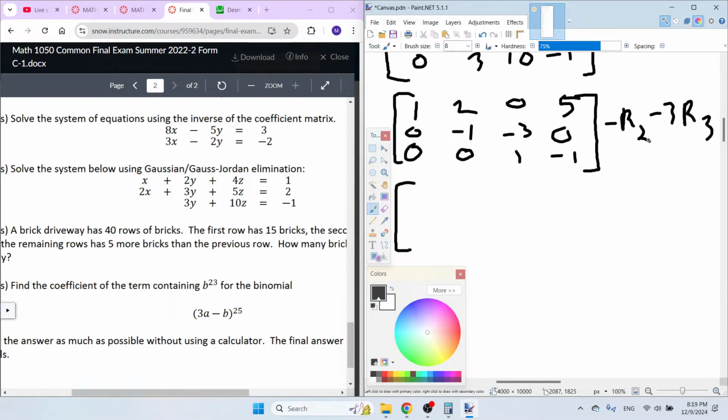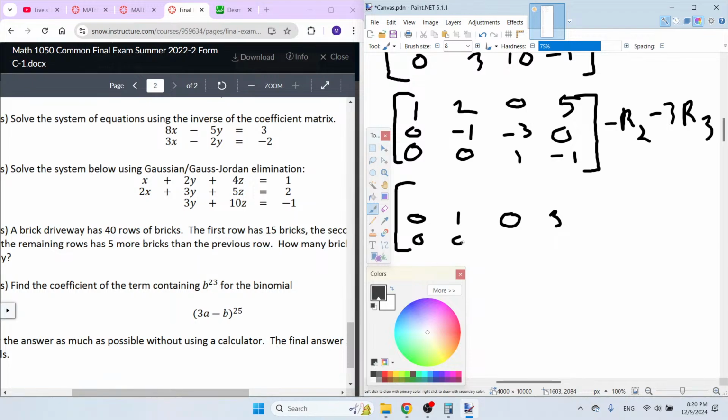So the first two entries of the bottom row are 0, so they won't change what I do to the middle row. So I get 0 and 1. Then I go negative 3 times negative 1 is positive 3, and then minus 3 times 1 is negative 3. Positive 3 plus negative 3 is 0. Then I get 0 minus 1 times negative 3. So negative 1 times negative 3 is positive 3. 3 plus 0 is 3.